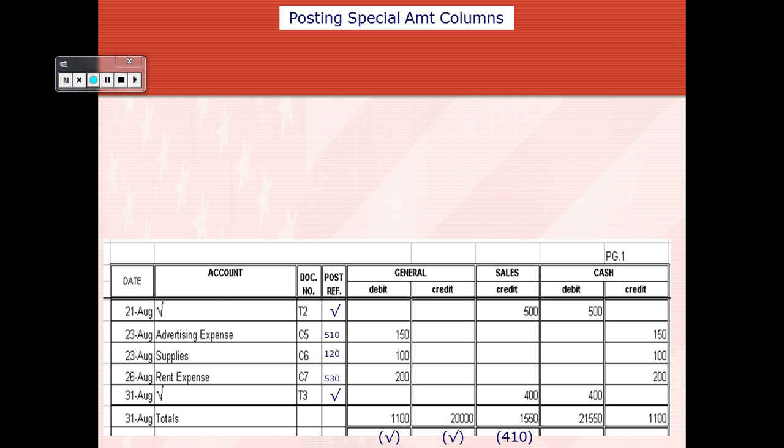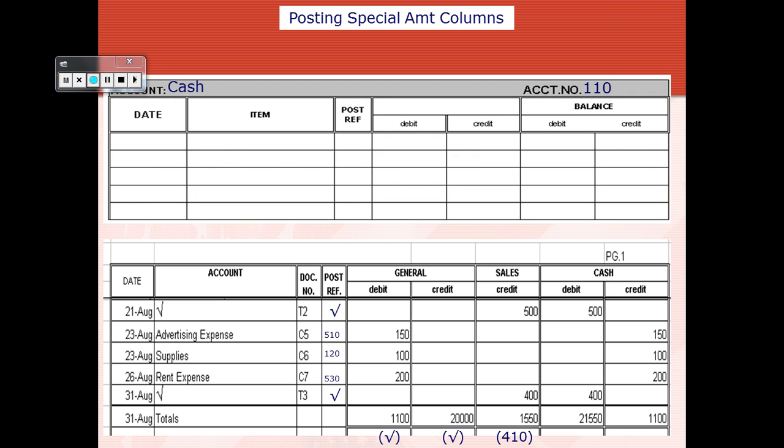You're done with sales. Alright, so once again, it's just the totals. So the special amount columns is just the totals. The general amount columns are posted individually by line. Alright, but we're not done. Cash is very easy, but a little bit more work. Alright, because there's two columns, so you have to post both of them.